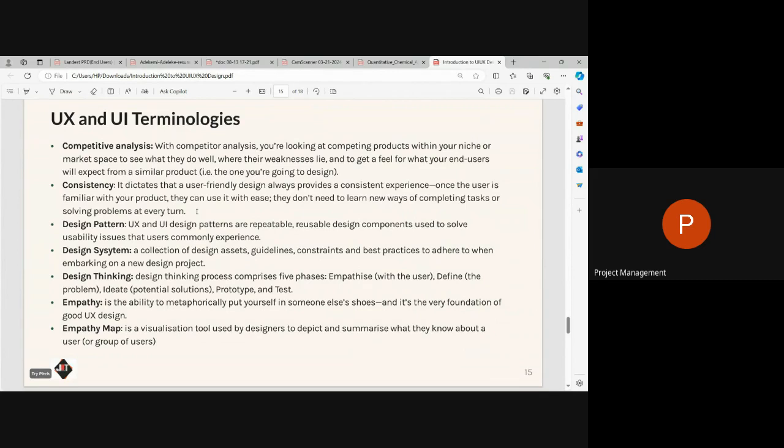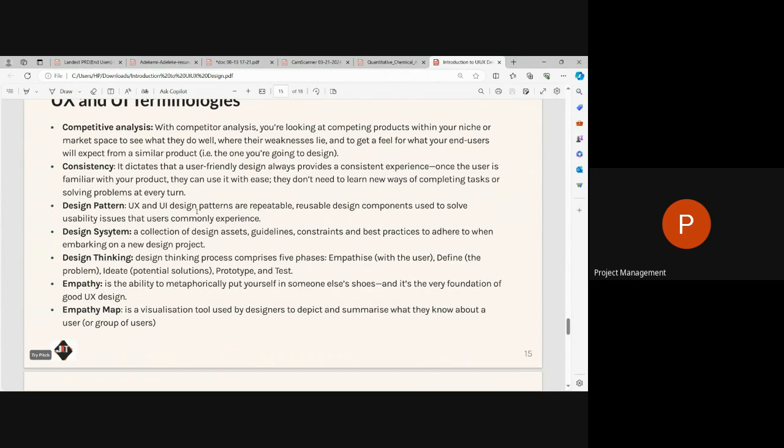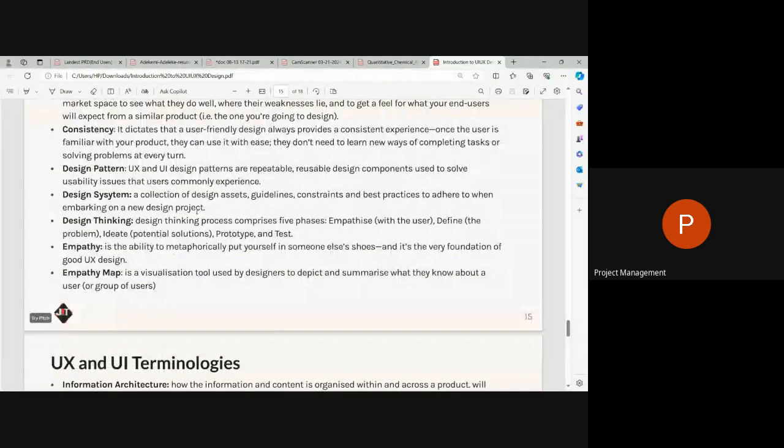Then we have consistency. You have to be consistent with whatever you're designing from the beginning to the end. You have to be consistent with whatever design element you are using. Then we have design patterns, which are patterns in design that you can reuse, that are reusable.